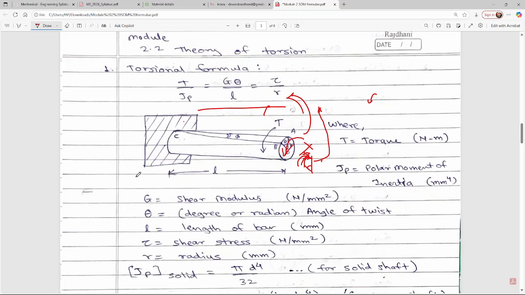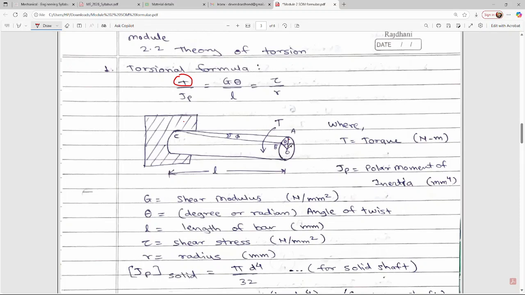Okay, so here is T. Consider a bar, a cylindrical bar, and it has a diameter. We will take the highest radius, meaning the outer side radius, which is R. R is radius, and we will take it in mm. Then theta, in degree or radian, we can measure. It is the angle of twist.